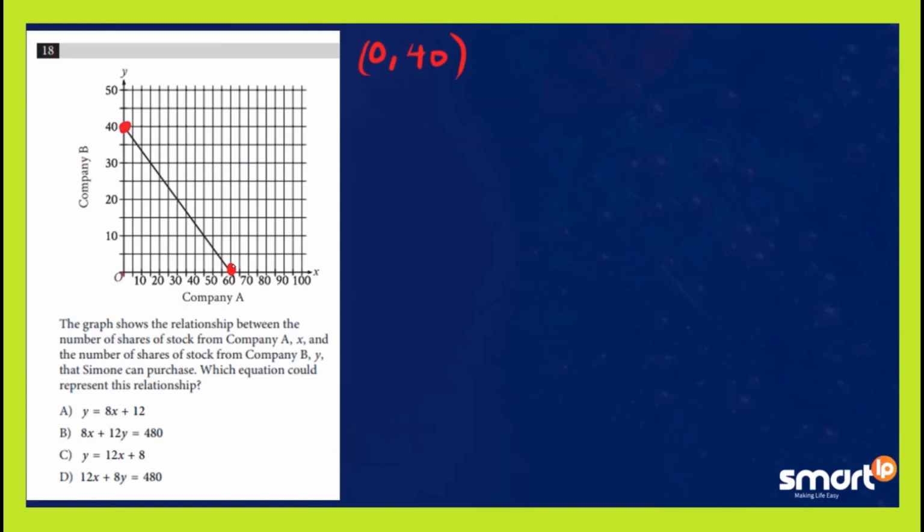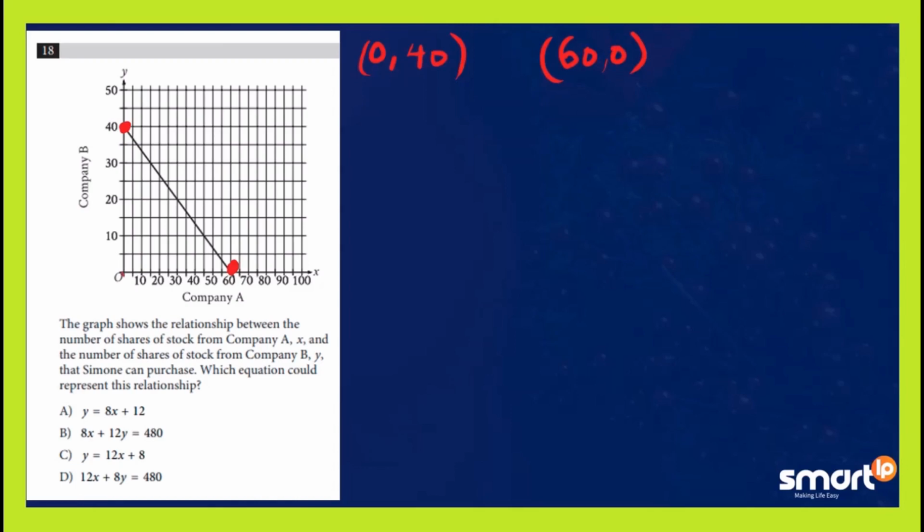Now when you come to the second point, which is here that we pick, the position of the x there is 60, and the position of the y there is 0 because it's at the 0 point. So 60, 0. Okay, very good. You've gotten the point. That's the starting point.